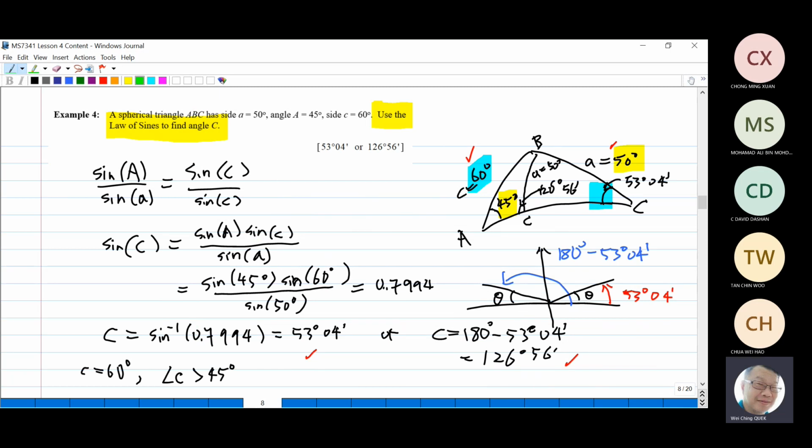Okay, example 4. Okay, so this one, let's see. Spherical triangle ABC has a side A of 50 degree, angle A of 45 degree, side C of 60 degree. Use the law of sine to find angle C. Oh, this one is a difficult question. The solution shows that there are two possible answers. Okay, so there are two possible answers now, okay?